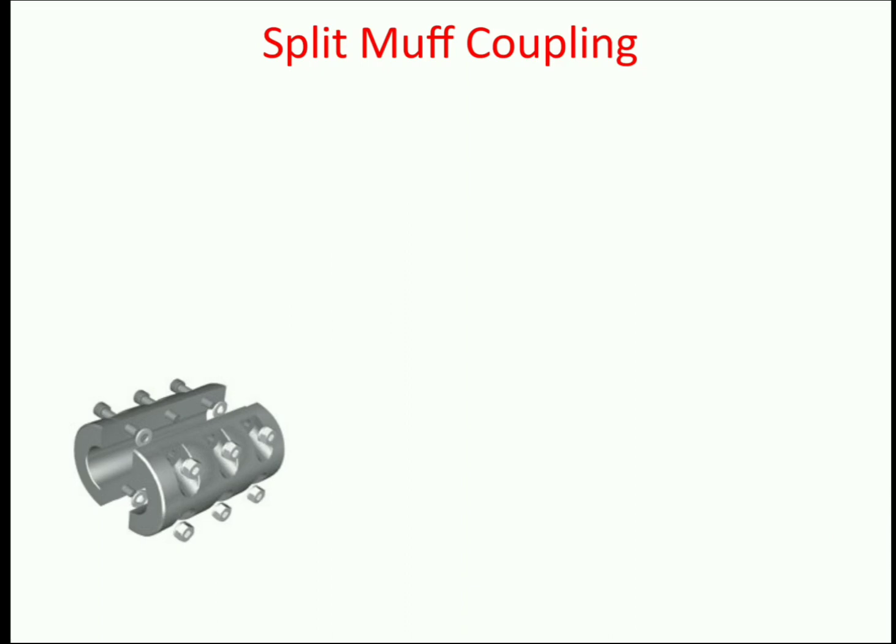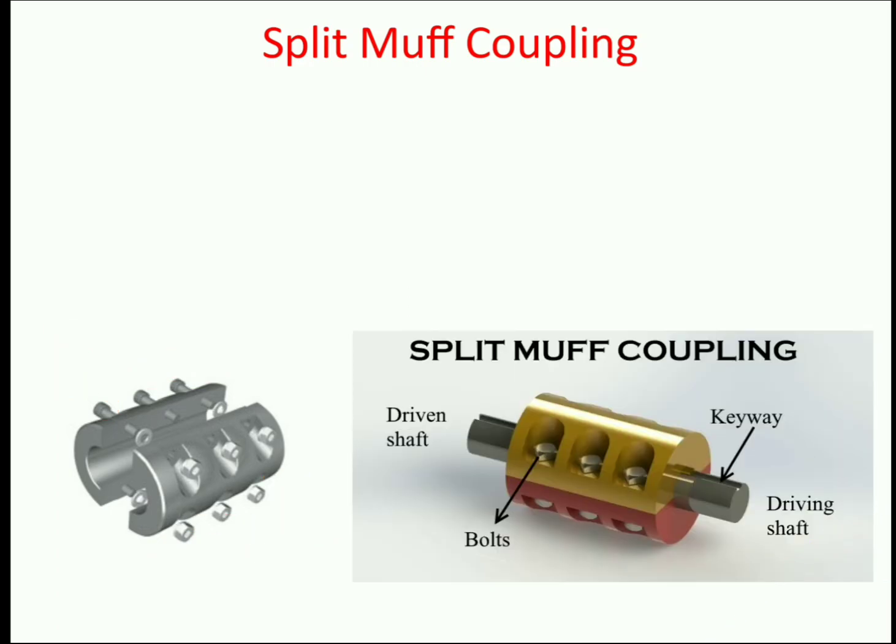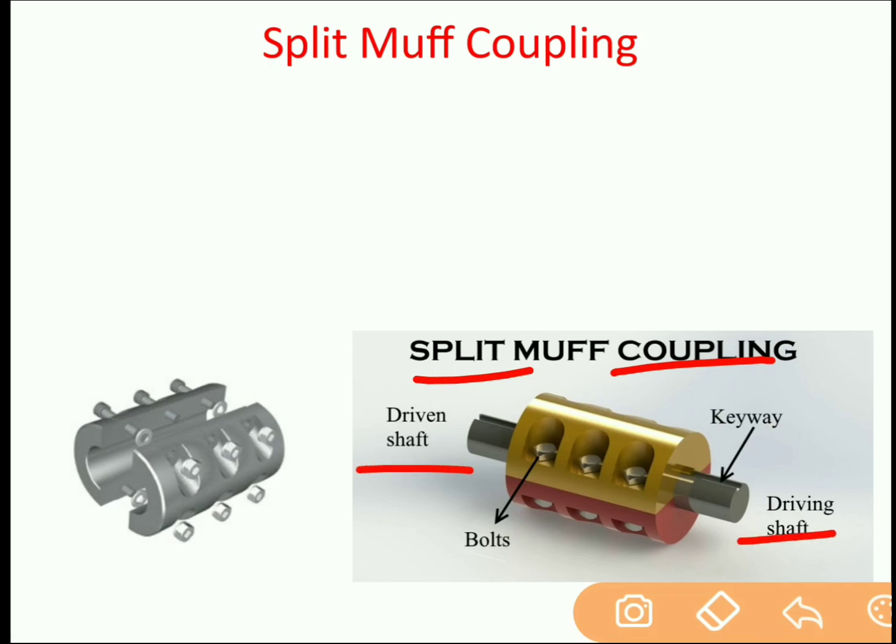Next, split muff coupling. Split muff coupling is similar to the sleeve coupling which we studied in the previous slide, but in case of this, the coupling is divided into two parts. As you can see, these are two half parts, and these two half parts of the coupling are connected with the help of nuts and bolts. As you can see in this figure, in the split muff coupling there is a driving shaft and the driven shaft. These two are connected with the help of split muff coupling.